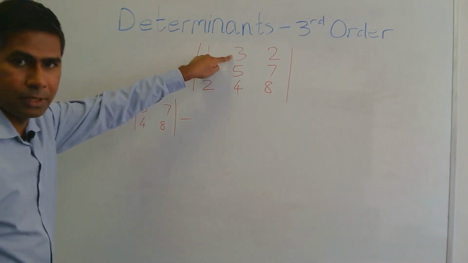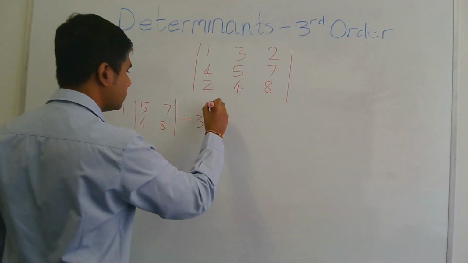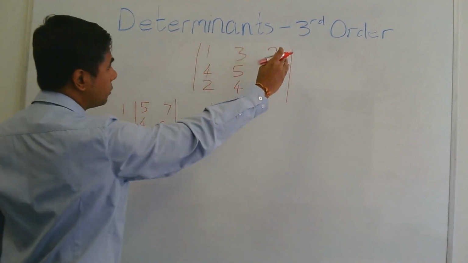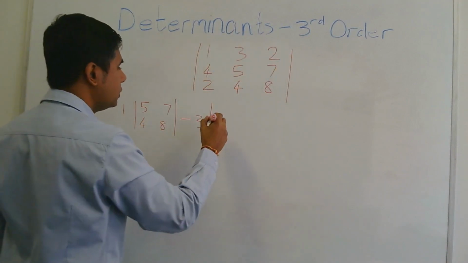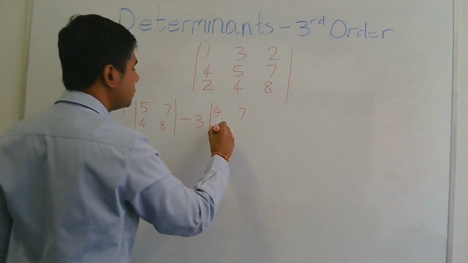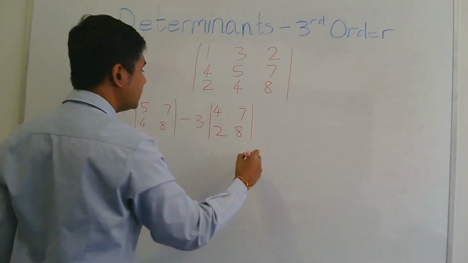Now 3, the element 3, and we write the minor of 3, which is blocking out row 1 and column 2, and writing what's left, which is 4, 7, 2, and 8.